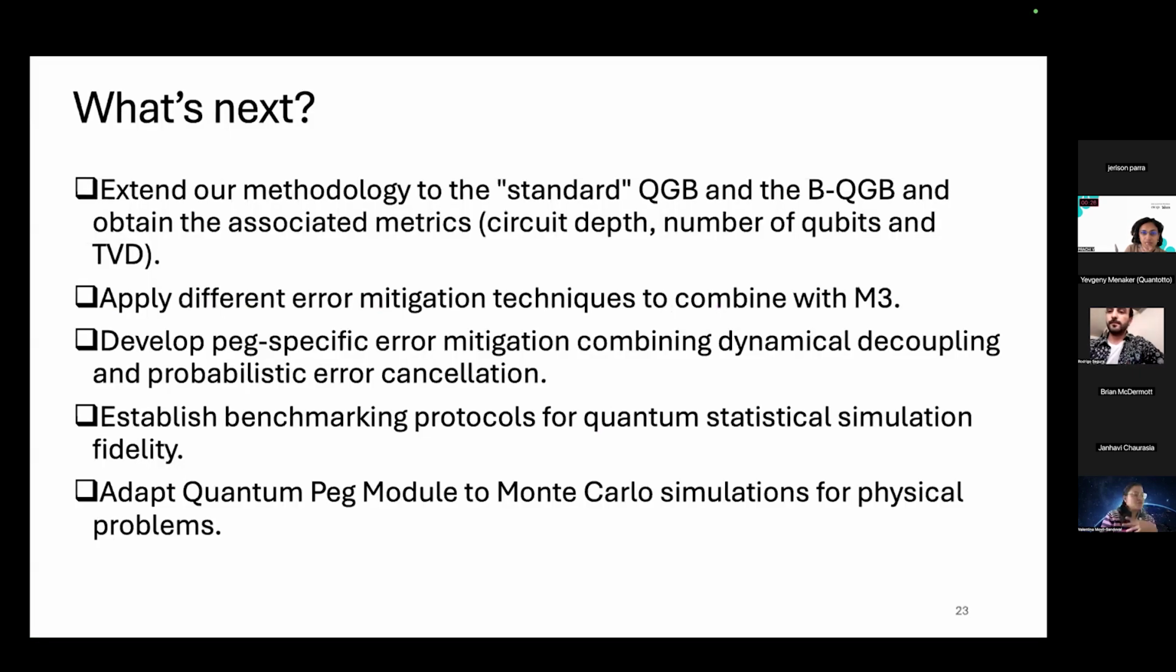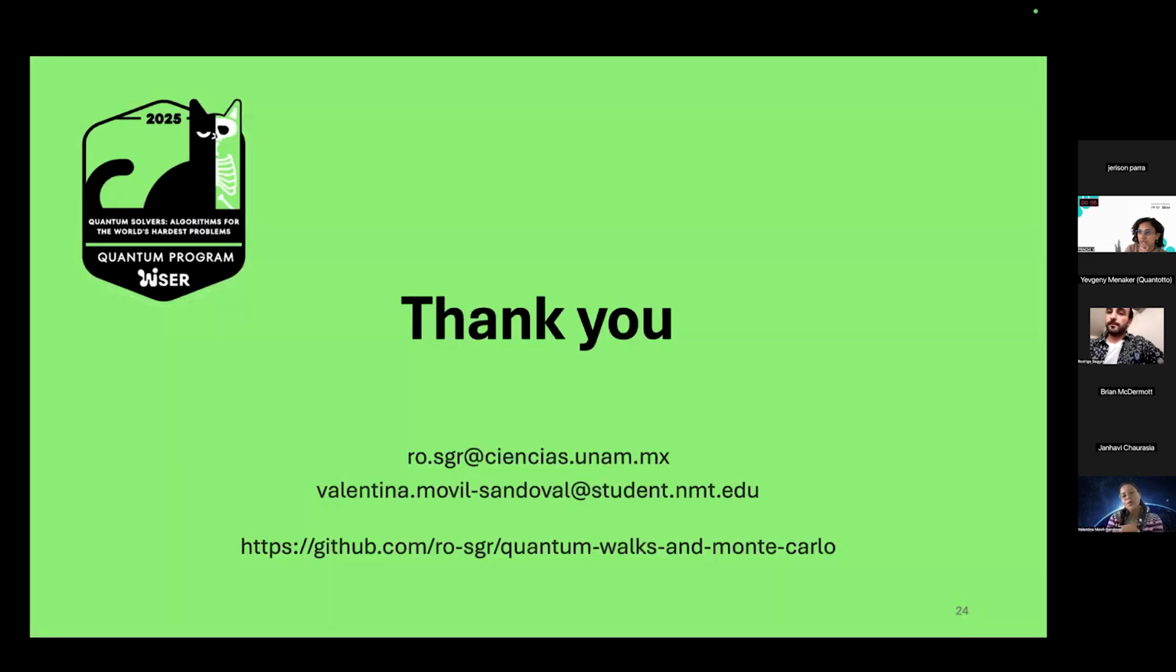Our future goal is to extend our methodology to the standard quantum Galton board and the biased one, and also establish a benchmark protocol to develop a specific error mitigation, combining different statistical routes to end with a quantum peg model for Monte Carlo simulation focused on solving physical problems. That will be it. Thank you so much.